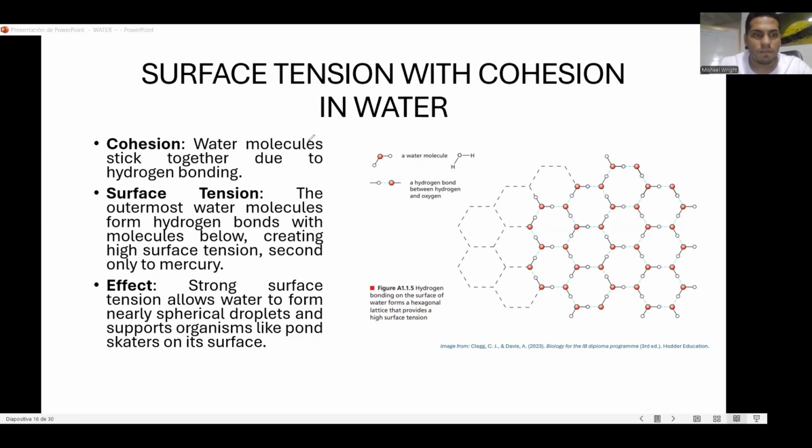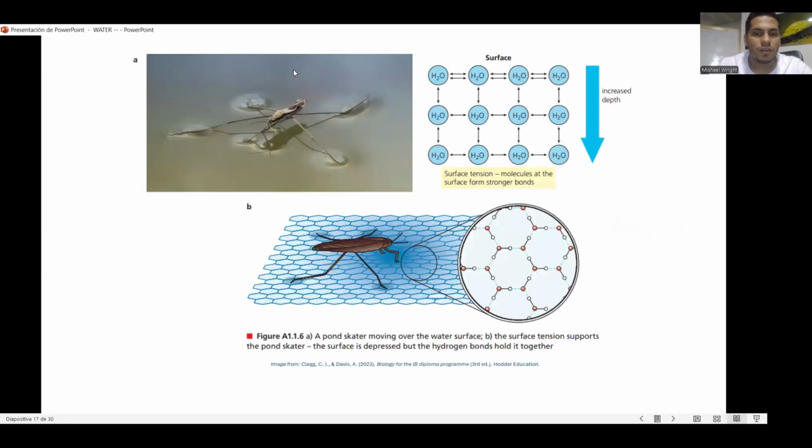So strong surface tension allows water to form nearly spherical droplets, like the one I already explained to you when it rains. But okay, what about the surface tension? You can see this insect is using the surface tension, but maybe the question is, why doesn't this insect sink?